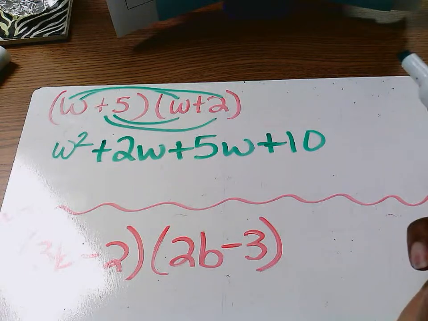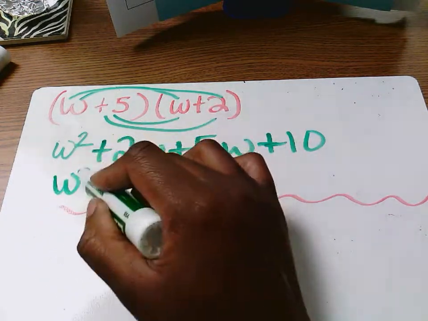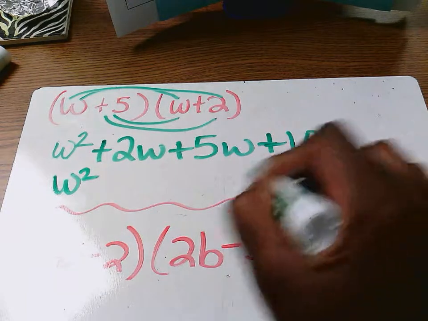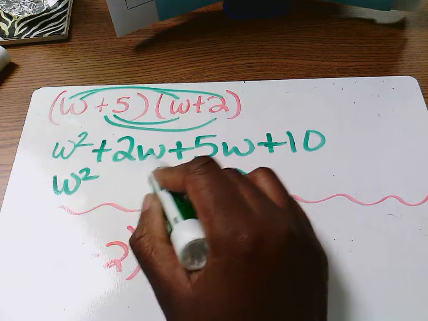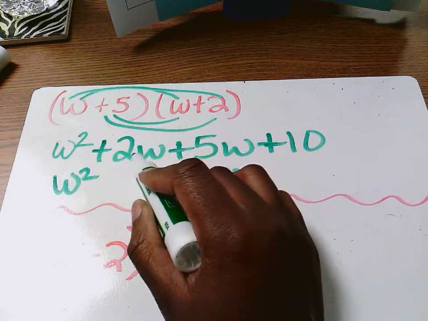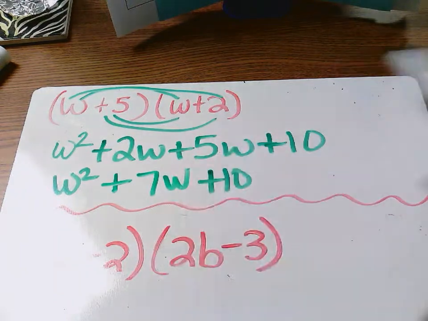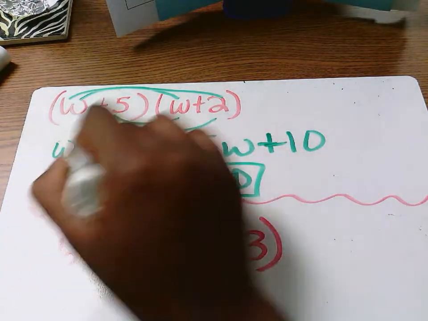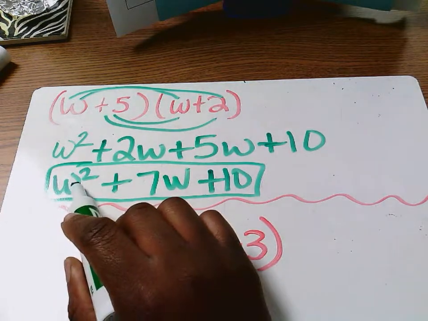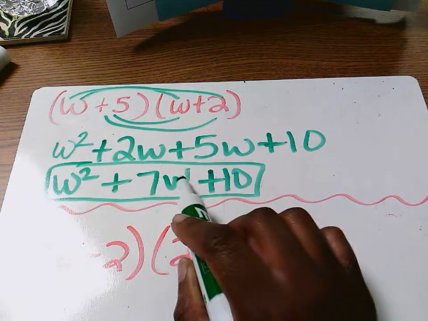All right. Once again, combine like terms. I don't have another squared or another constant, so I'm just going to bring these two on down. Lastly, here are the like terms, 2w plus 5w, which gives me positive 7w. Once again, in standard form, in descending order, 2, 1, constant.